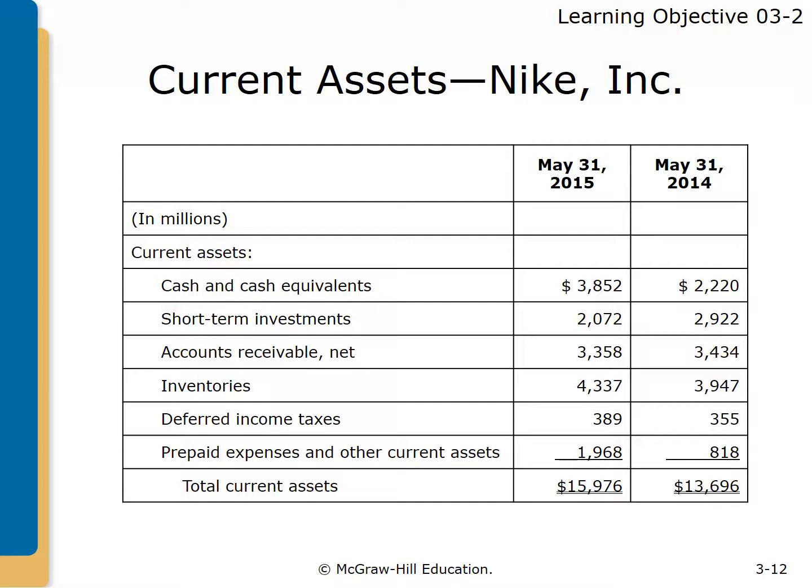So some examples of these are commercial paper, money market funds, U.S. Treasury bills that mature very quickly. So if the company has any of those, include them with cash. Then short-term investments, investments you purchase that you intend to sell quickly.